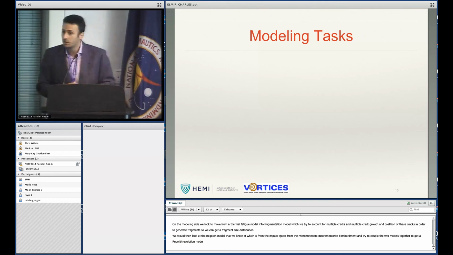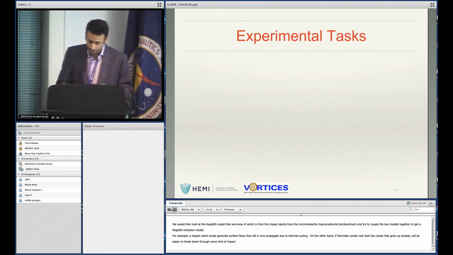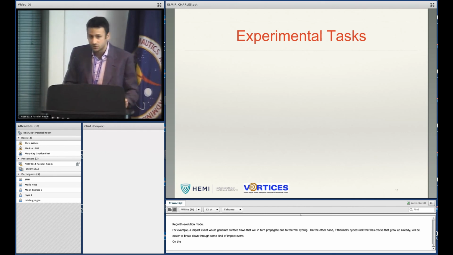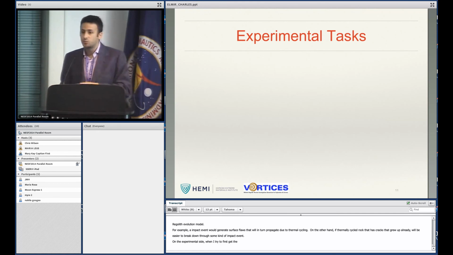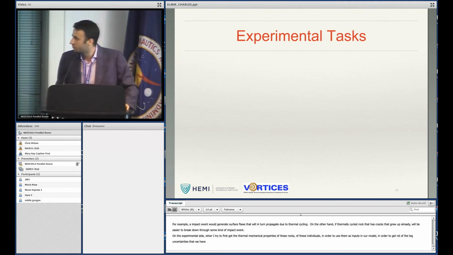For example, an impact event will generate some surface flaws that will in turn propagate due to thermal cycling. On the other hand, a thermally cycled rock that has cracks that have grown already will be much easier to break down through some kind of impact event. On the experimental side, we want to first get the thermomechanical properties of these rocks, of these individual chondrules, in order to use them as inputs in our model and in order to get rid of the big uncertainties that we have in the material parameters.